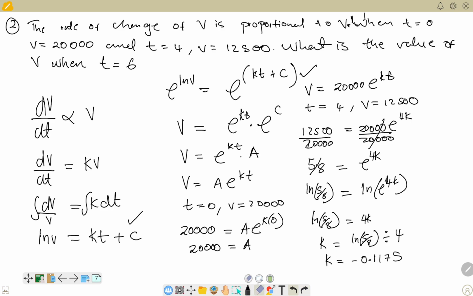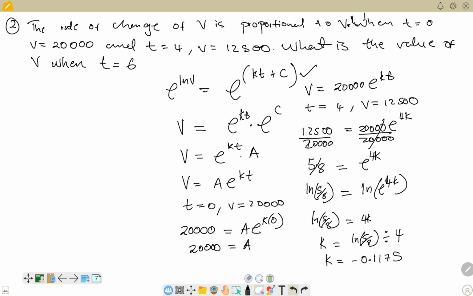So let's work on the same page. Let's get rid of this one here. So we still have that equation: it's 20,000 e to the power, the value of k is negative 0.1175, t. So now when t is 6, what is the value of v? That is what the question was asking.